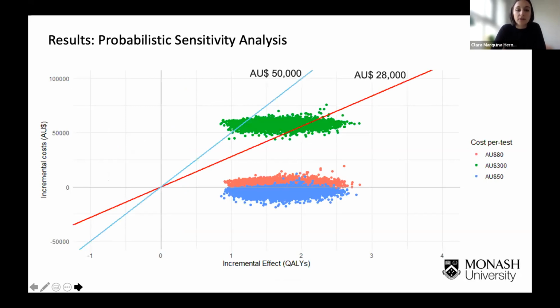We then ran some probabilistic sensitivity analysis, and the green dots are the results from 10,000 Monte Carlo simulations for the base case. So that's for a cost per test of $300 Australian. And as you can see, for the willingness to pay threshold of $50,000 it is mostly cost effective. If we are using the $28,000, not that much, but still I think it was 30% of the times it was cost effective. But if we are able to reduce the price to $80 or $50, which we think is feasible, then we will achieve mostly cost saving results.